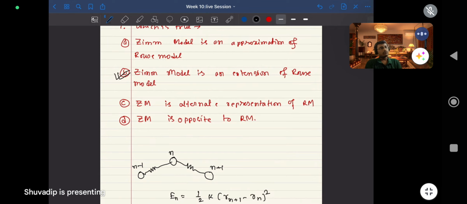So again, the Rouse model is also a bead spring polymer model. The Zimm model is essentially also that, but we are now considering the force due to all the beads present in the polymer system.